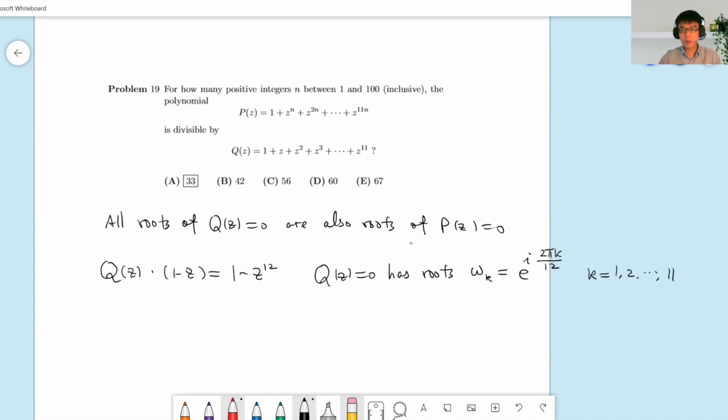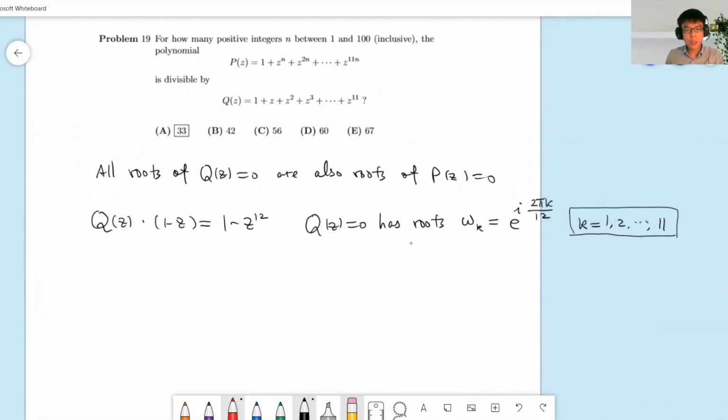For all these, because omega_12, or z equals 1, is already a solution from 1 minus z, the other 11 roots are the roots for q. So we should consider p. So p is z... Let's sum up this polynomial. If z to the nth power equals 1, this is simply 12, and it can never be 0.